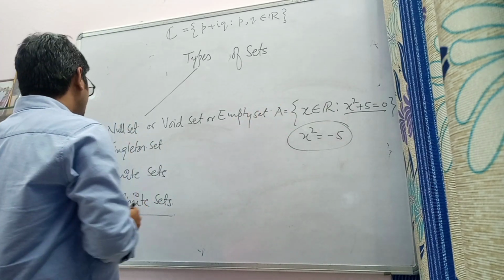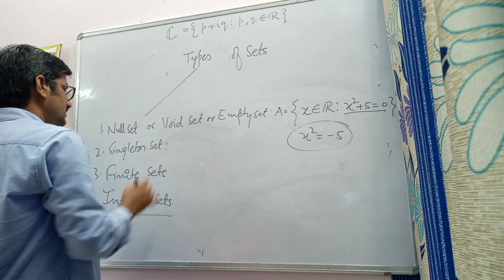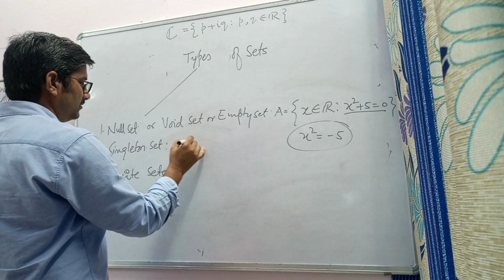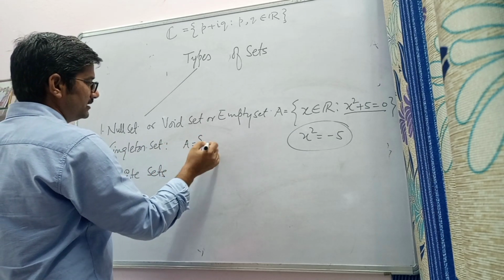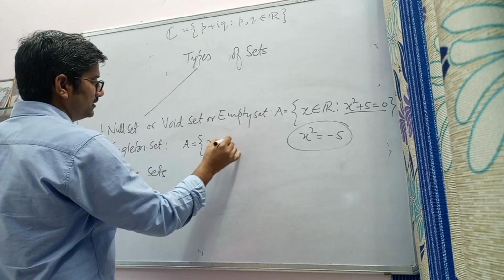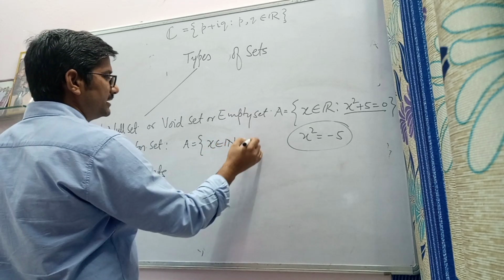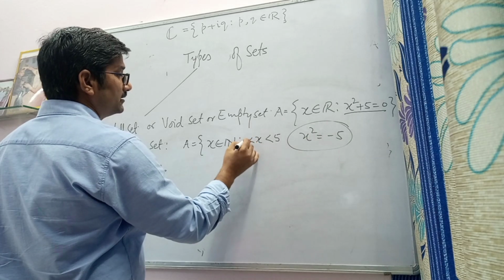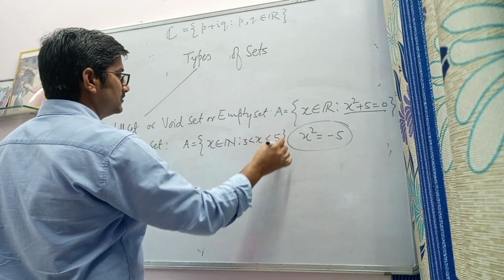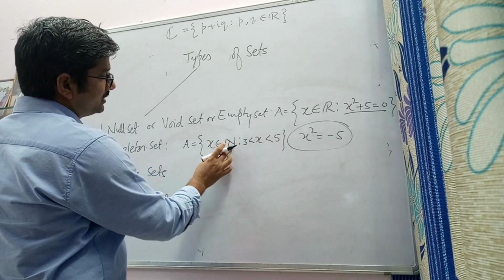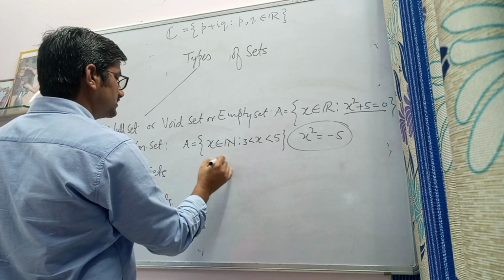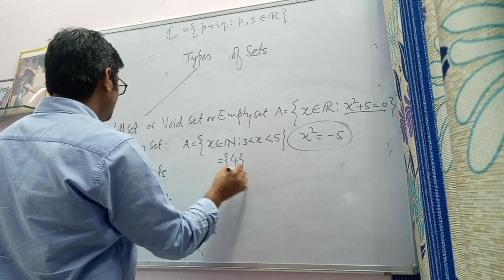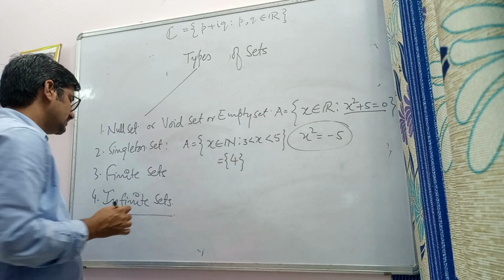Singleton set: if a set has a single element, or only one element, it is said to be a singleton. For example, A is the collection of all natural numbers x such that x is less than 5 and greater than 3. Only the natural number which lies between these two numbers is 4. So a singleton set can be described like this.